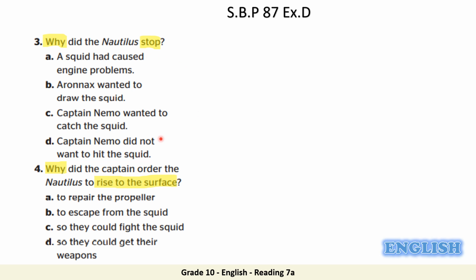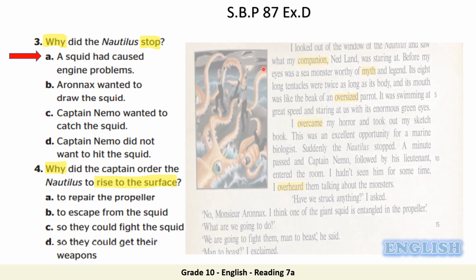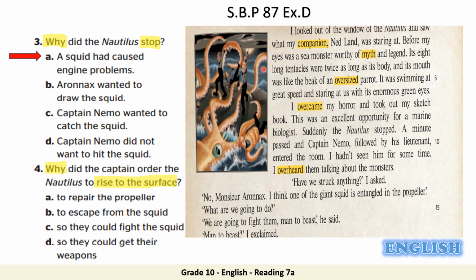Welcome back. Let's answer together. Why did the Nautilus stop? That's correct, because a squid had caused an engine problem. So how did you know that from the text? Here, when Monsieur Aronnax asked Captain Nemo, Captain Nemo said that I think one of the giant squid is entangled in the propeller.